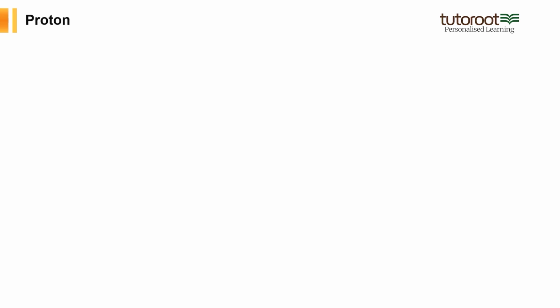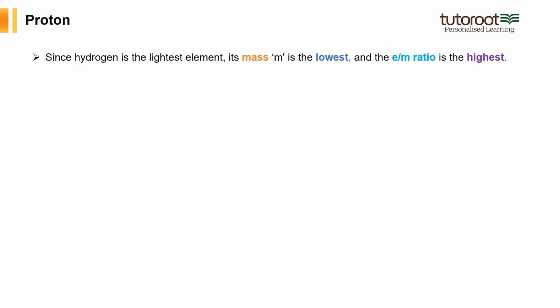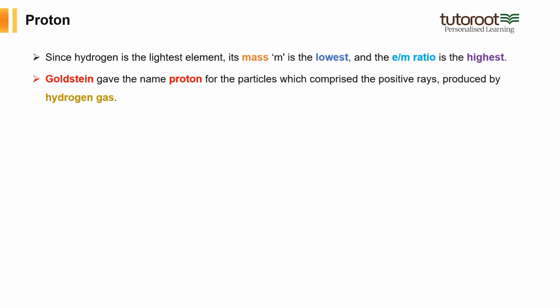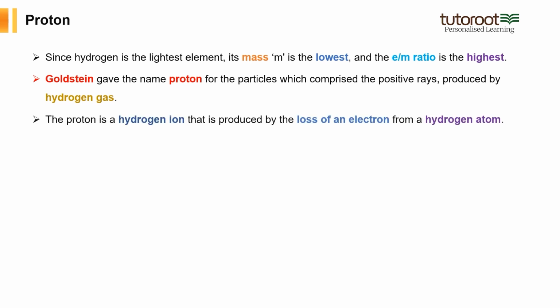So now let's discuss the proton, shall we? Since hydrogen is the lightest element, its mass m is the lowest and the charge-to-mass ratio is the highest. Goldstein gave the name proton to the particles which comprised the positive rays produced by the hydrogen gas. The proton is a hydrogen ion that is produced by the loss of an electron from a hydrogen atom. So the particle with positive charge is the nucleus.